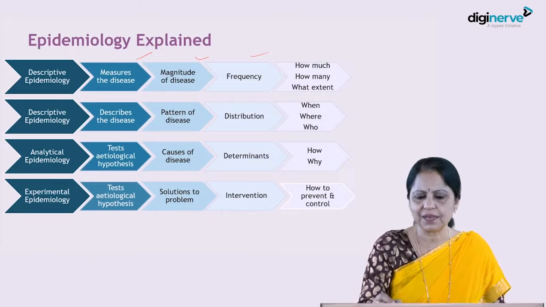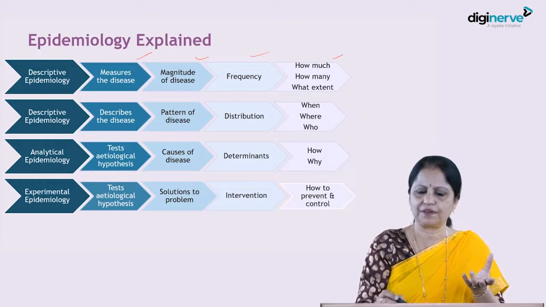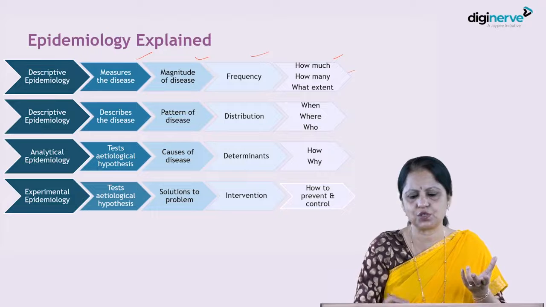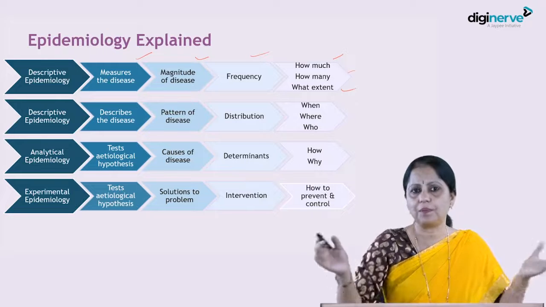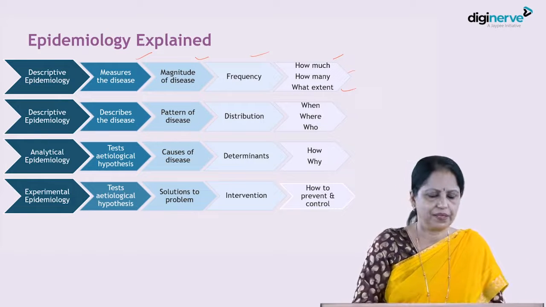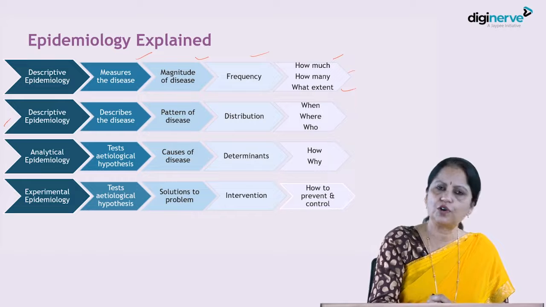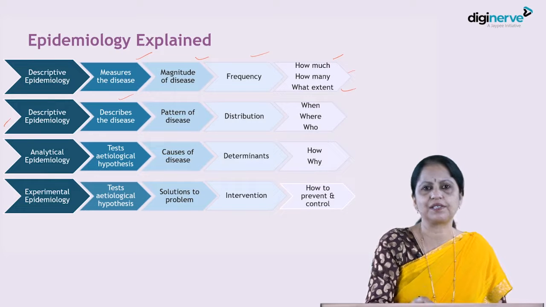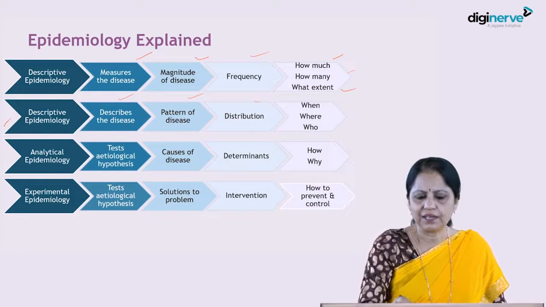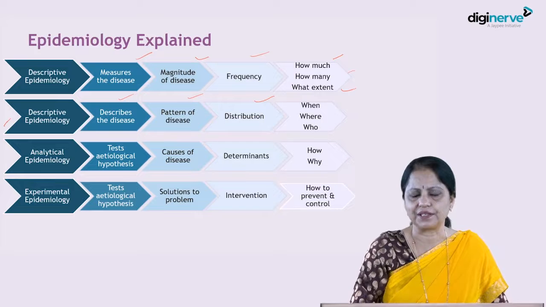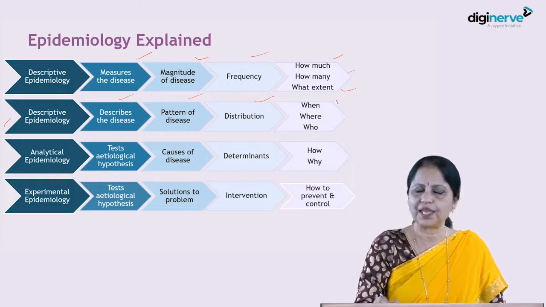So, what does that describe? How much of the population is suffering, how many people are affected, to what extent is this problem, has it spread? Then descriptive epidemiology also describes the pattern of disease, and its distribution is defined. So that is it. I told you time, place and person.